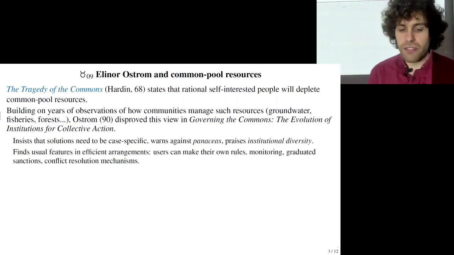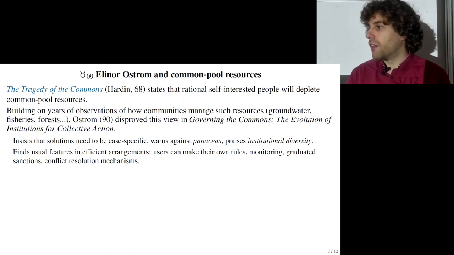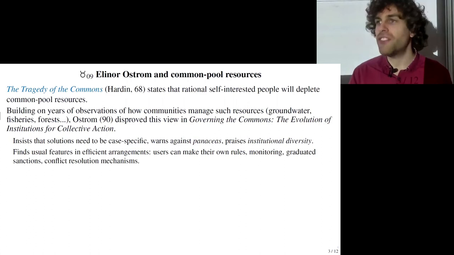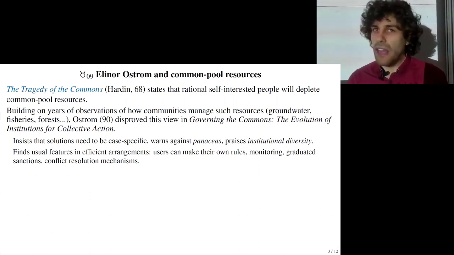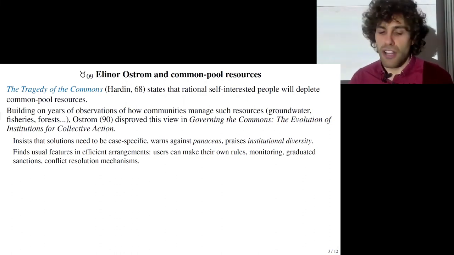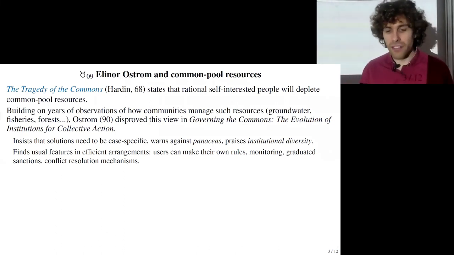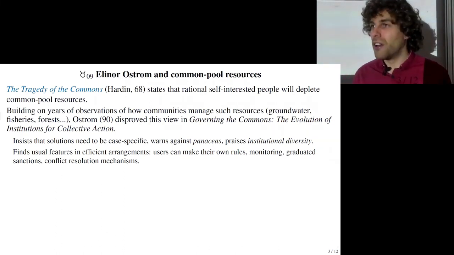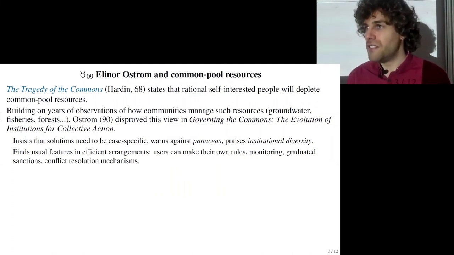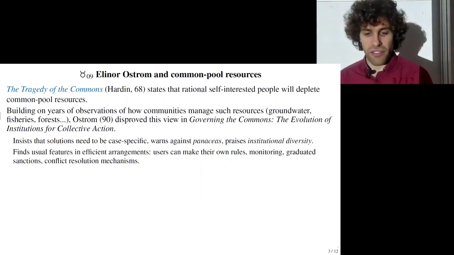So she finds usual characteristics in the efficient arrangements. Because, okay, sometimes she finds that the common pool resources are efficiently managed, but sometimes not. And so she was able to find out what common characteristics we find when they are efficiently managed. And you'll see that you have applied most, if not all, of these characteristics. And this is why you obtained the Pareto efficient allocation.